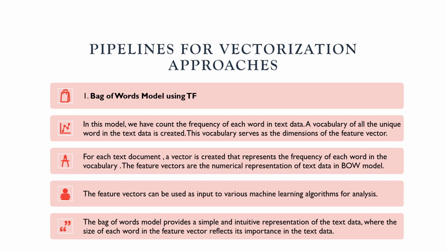The bag of word model provides a simple and intuitive representation of the text data, where the size of each word in the feature vector reflects its importance in the text data.